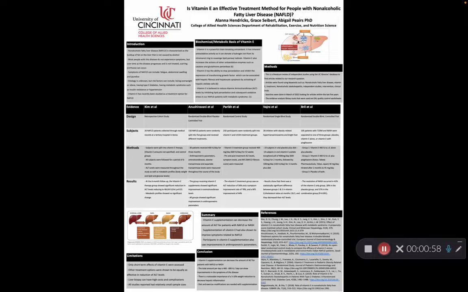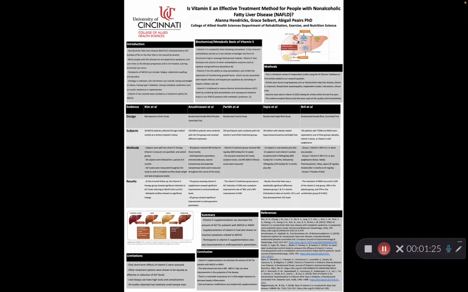The cause is kind of unknown right now, but risk factors for the disease can include being overweight or obese, having type 2 diabetes, or having metabolic syndrome such as insulin resistance or hypertension. And vitamin E has recently been studied as a treatment option for non-alcoholic fatty liver disease, which is why we decided on our question.